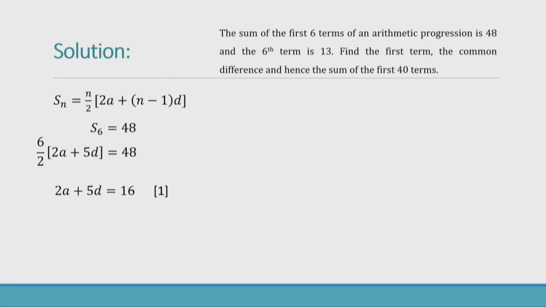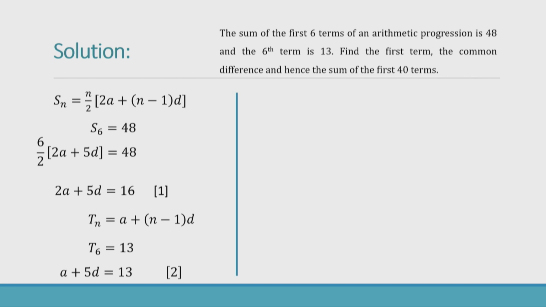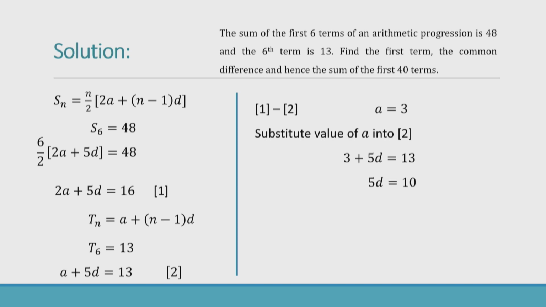Now, T6 = 13. So I will have to use the formula for Tn, which is a + (n - 1)d. T6 = 13 will give me a + 5d = 13. This is my second equation. So equation 1 minus equation 2 will give me a = 3. Substituting the value of a into equation 2, I will get 3 + 5d = 13, 5d = 10, and d = 2.